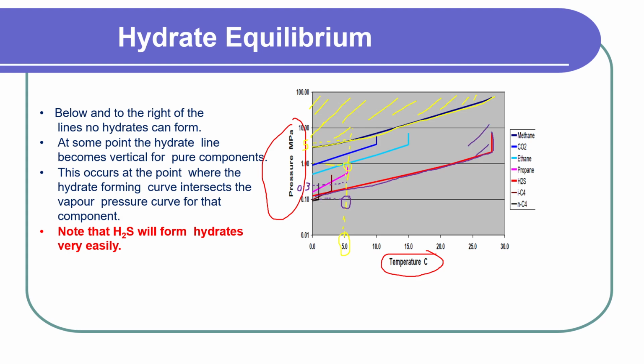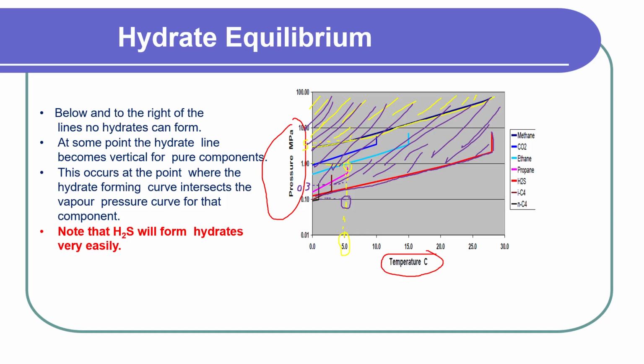So anything in this region for H2S will form the hydrate, which means that H2S will require less pressure to form hydrate compared to methane, which means that H2S forms hydrate much more easily than methane.